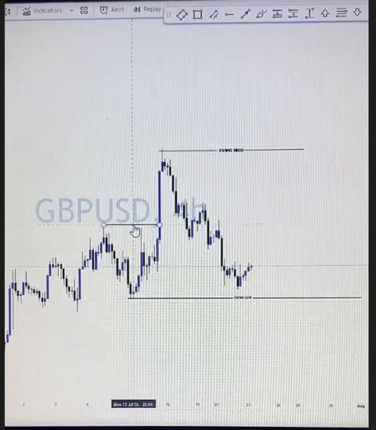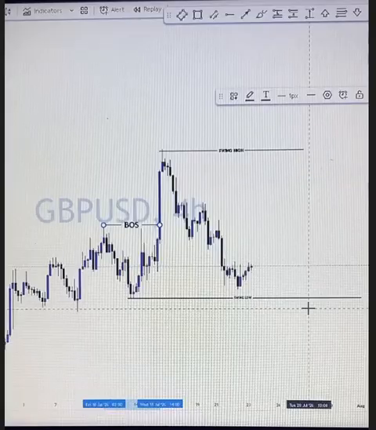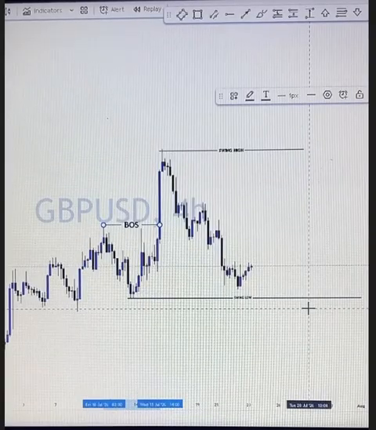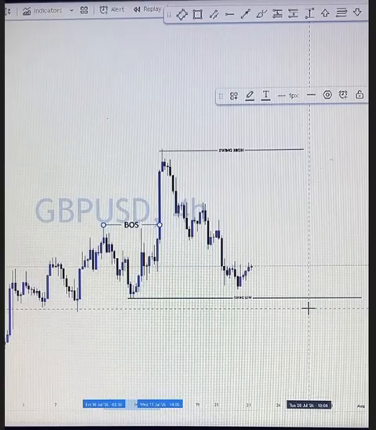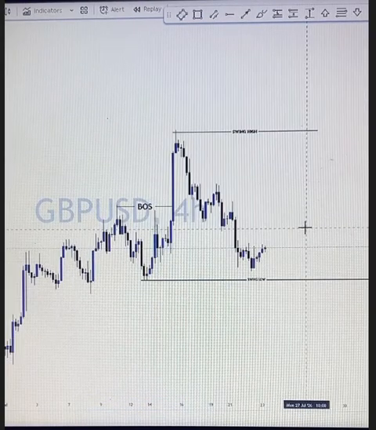This is a break of structure, meaning that the trend is bearish, right? Meaning that the trend is bearish.